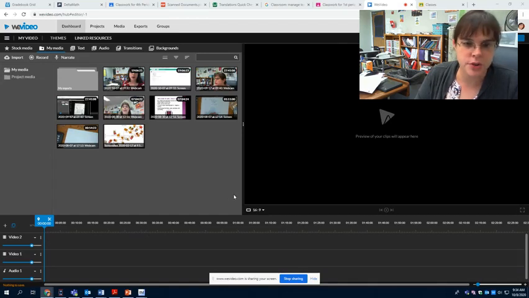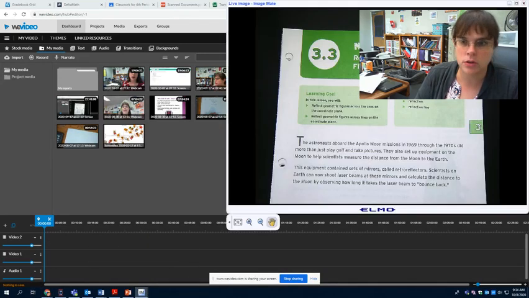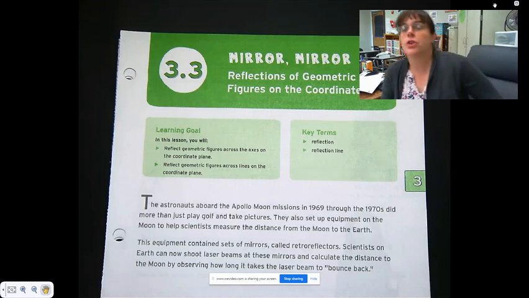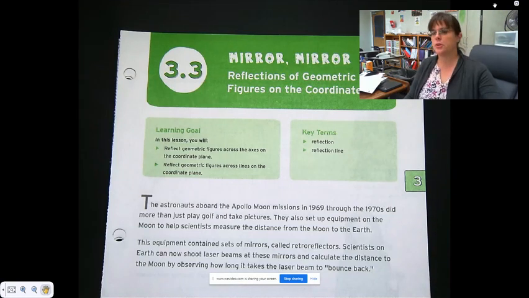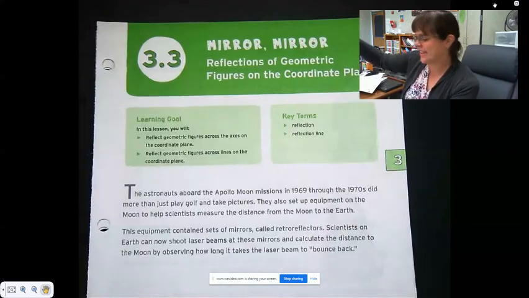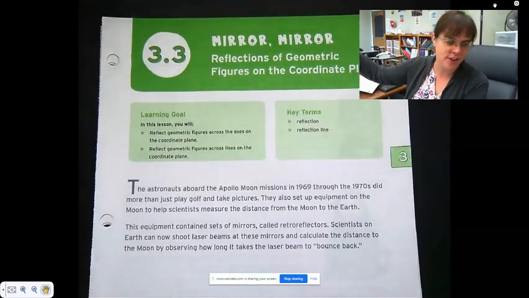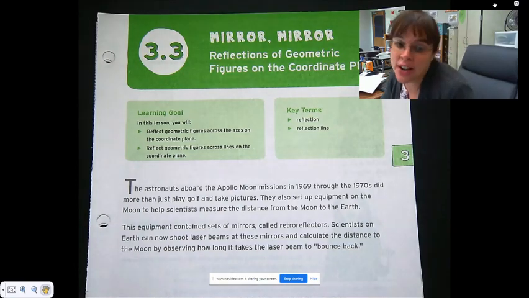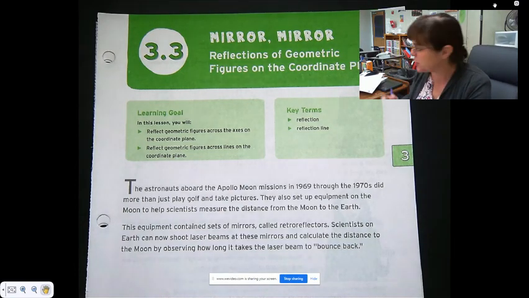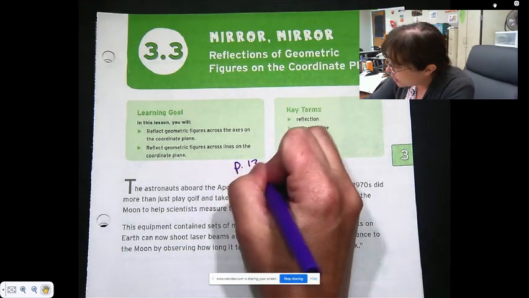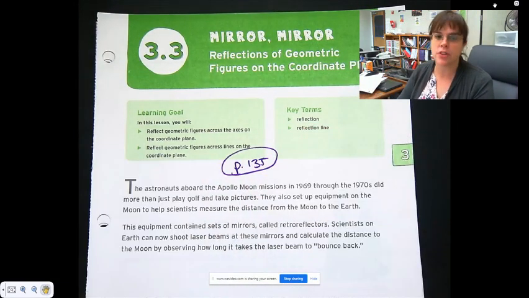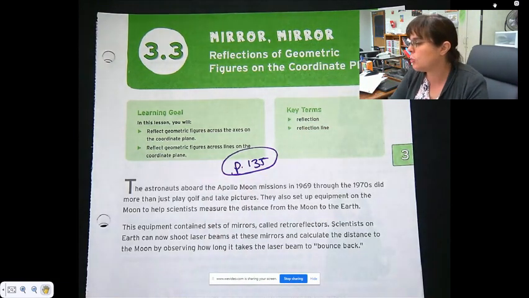Hello, Honors 7. I wanted to go back over a new unit with you, which is on reflections. I'm going to be using my cell phone. That does not mean your cell phone should be out in class if you are a face-to-face student. We're going to talk about reflections, which have an interesting history in the United States of America. I'm on page 135, and we're going to wrap up reflections on Wednesday.